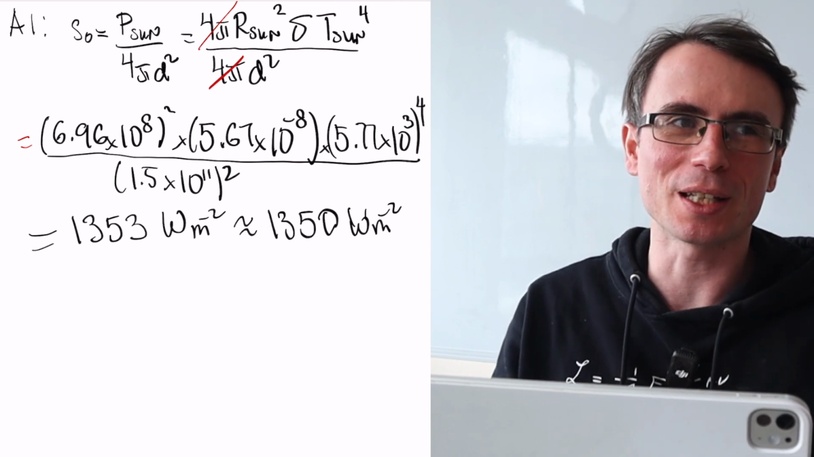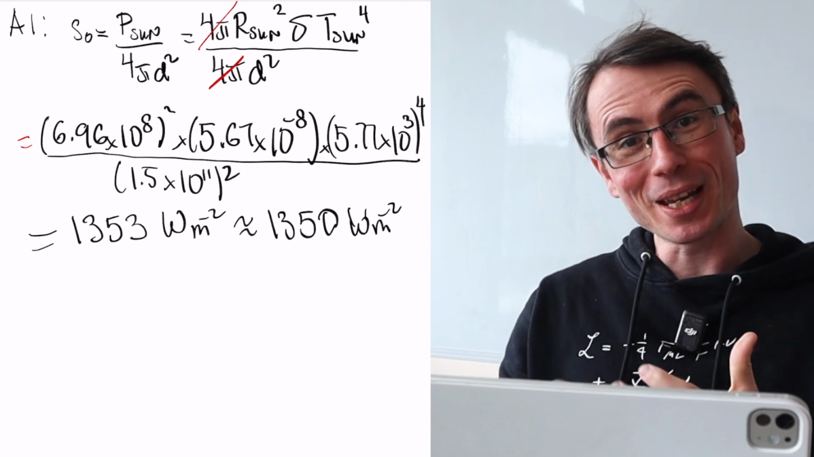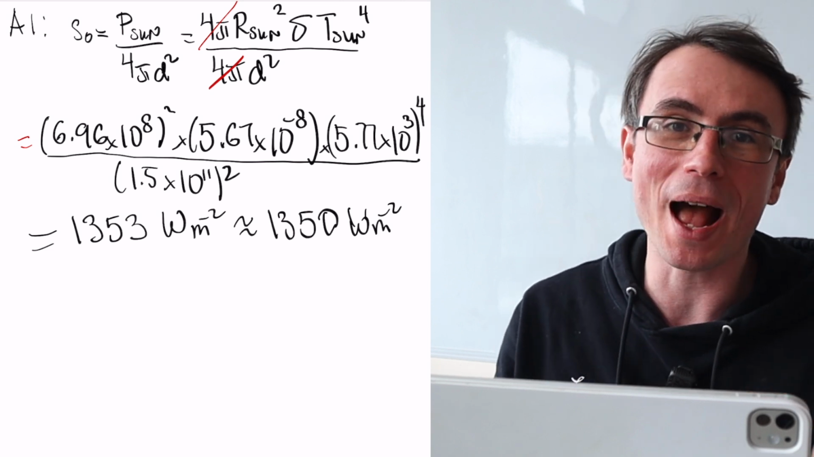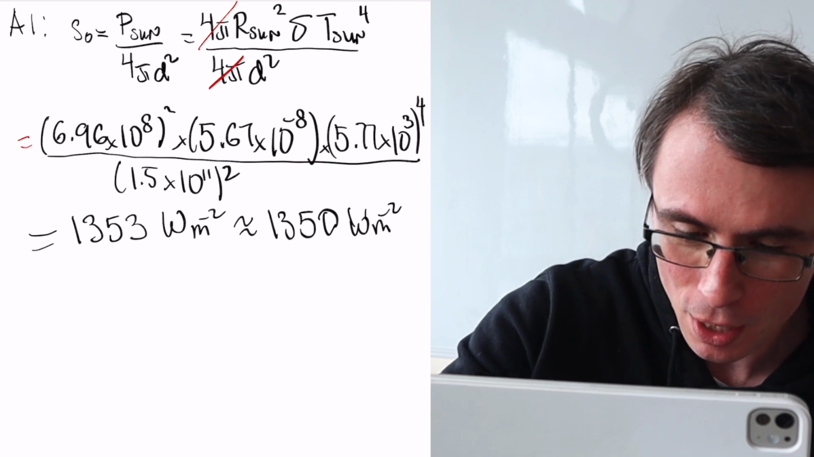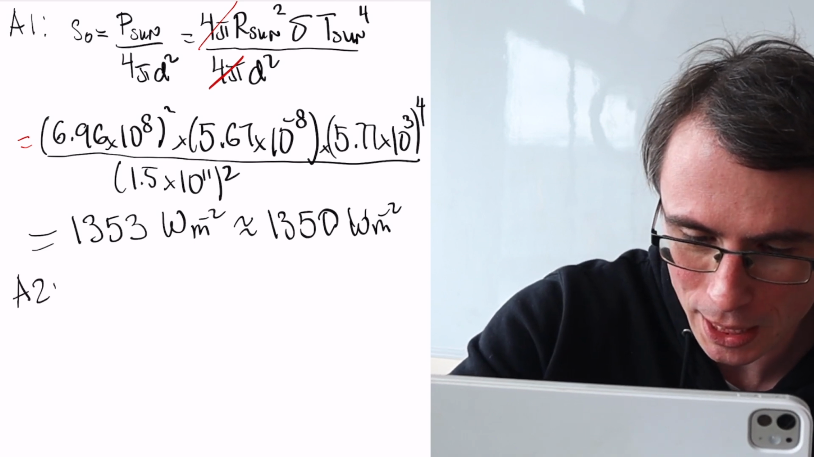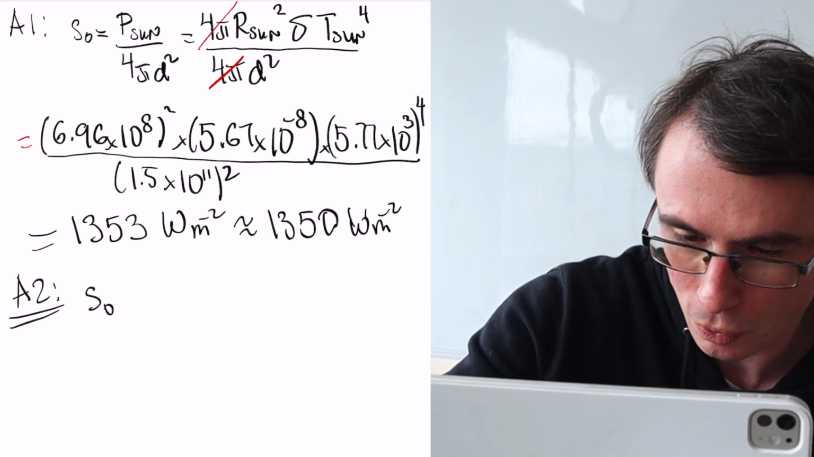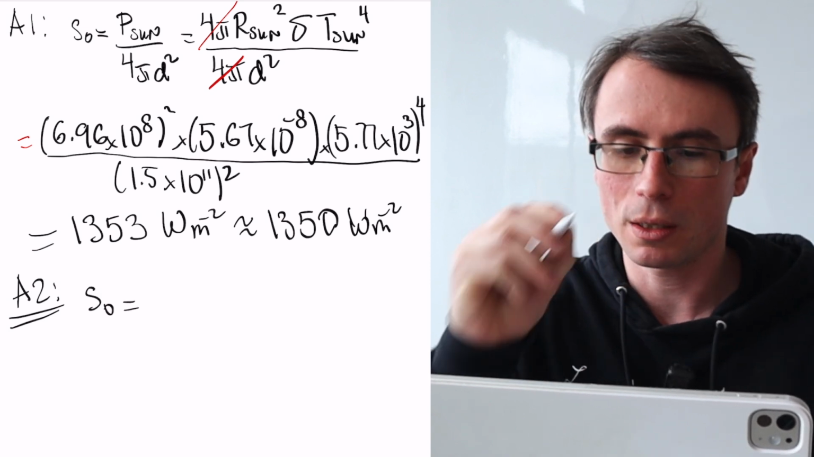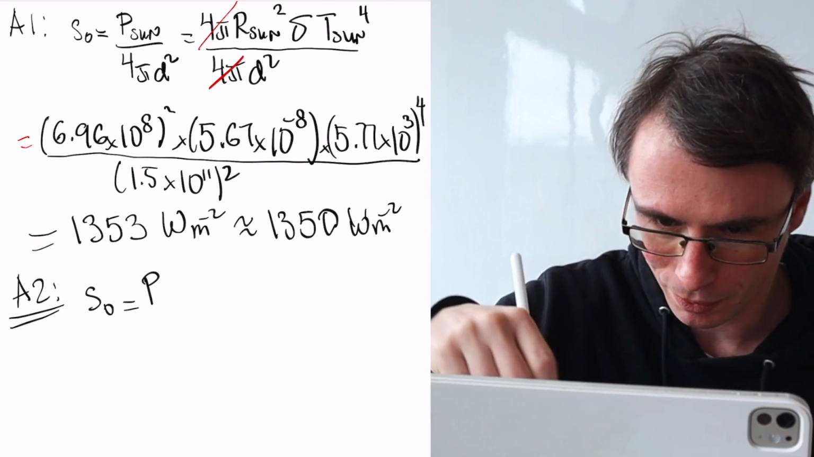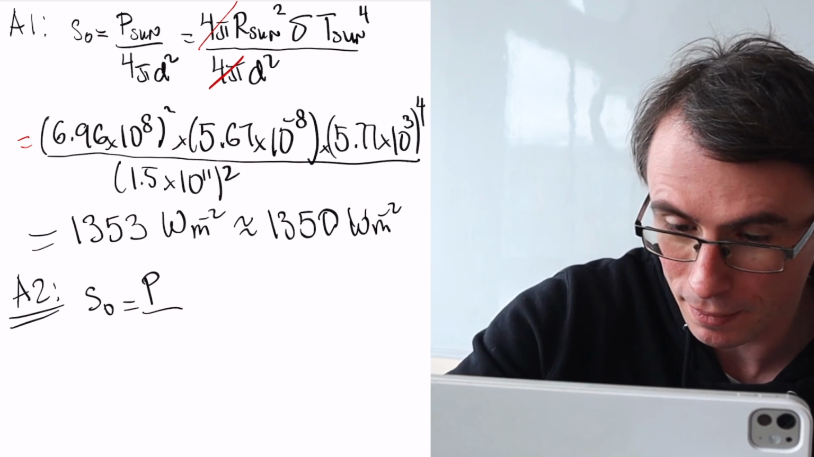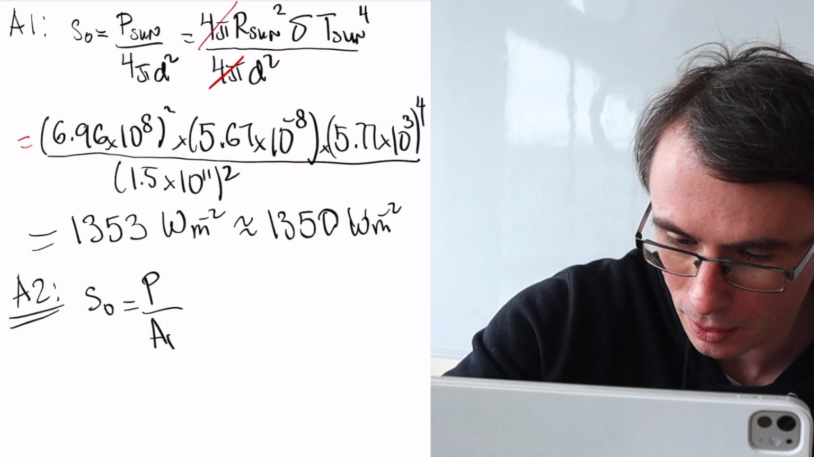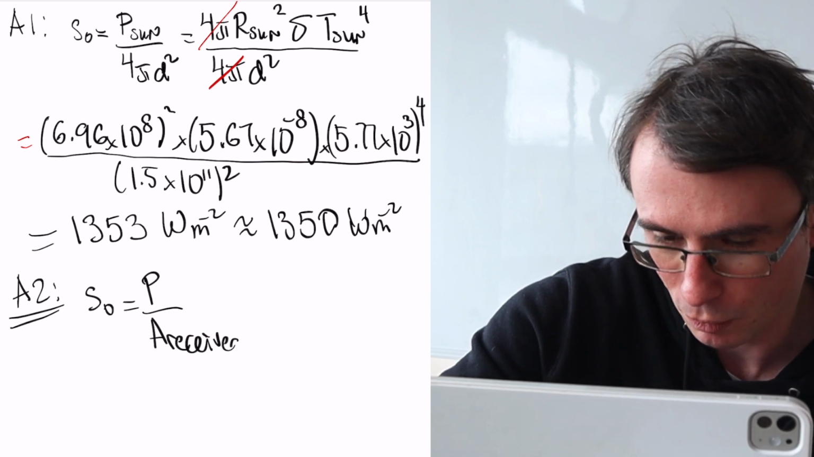So what does that mean? It means that it's going to emit perfectly the amount of power that it has actually received. So for A2, what are we going to say? We're going to say that S0 was equal to the power that's been received but also emitted divided by the area over which this thing was received.